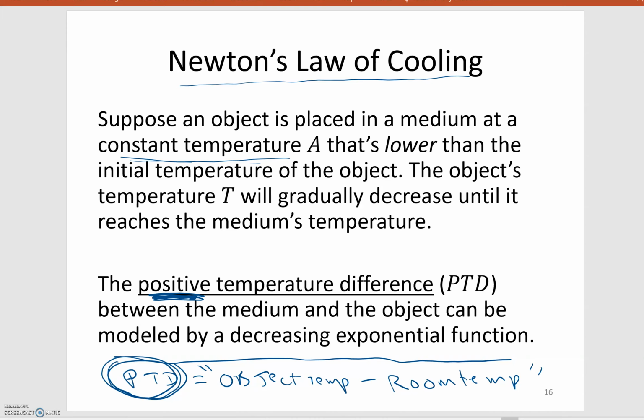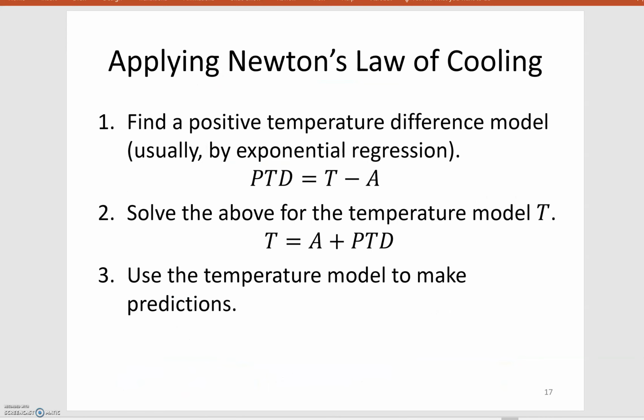So the confusing thing about this is that we're not directly modeling the coffee temperature or the cup of water temperature. We are directly modeling the difference between the object and the room. And that's always a bit confusing. So in applying Newton's law of cooling, we find a positive temperature difference model. That's the thing that we actually do the regression for. And then we solve the above for the temperature model, and then we use the temperature model to make predictions.